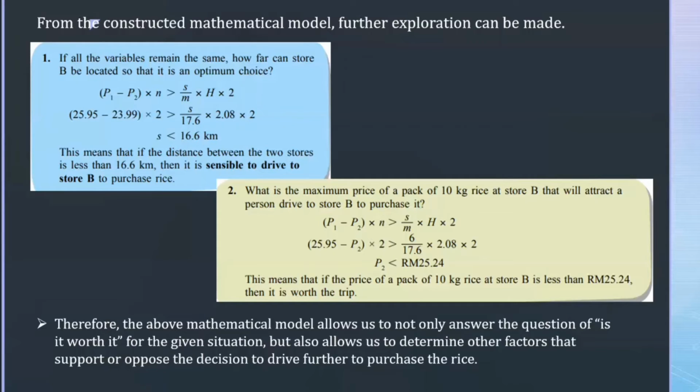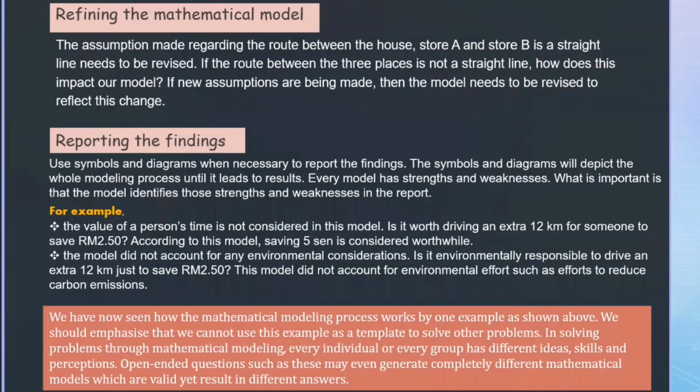Therefore, the above mathematical model allows us to not only answer the question of whether it is worth it for the given situation, but also determine other factors that support or oppose the decision to drive further to purchase the rice. Refining the mathematical model. The assumption made regarding the route between the house, store A and store B being a straight line needs to be revised.